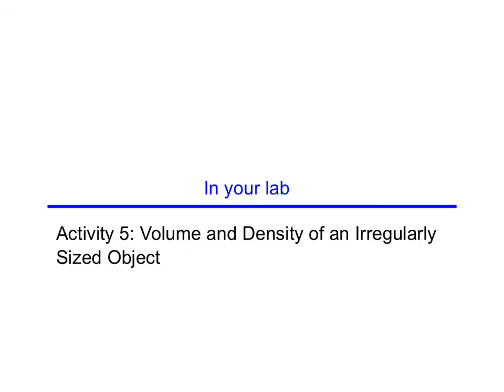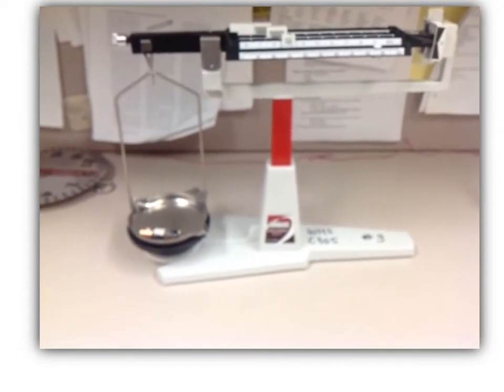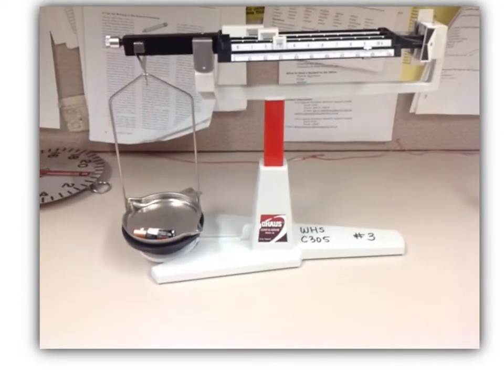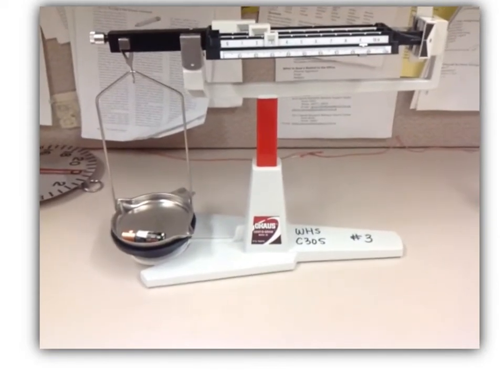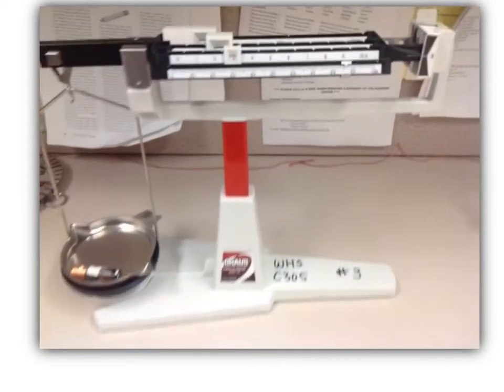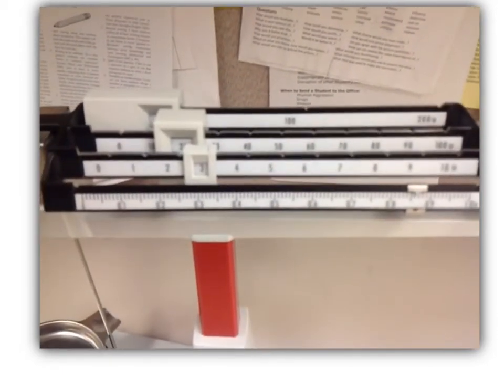We are now going to begin activity 5 in your lab, finding the volume and density of an irregularly sized object. We are now beginning activity 5, finding the mass and volume and density of an irregularly sized object. So first we are going to be finding the mass of the battery. Please record this mass into your measurement lab.